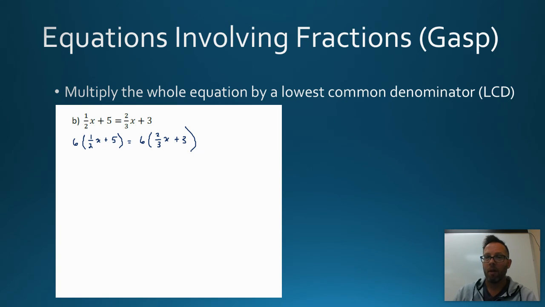All right, so I've multiplied both sides by 6. I did the same thing to both sides, so the equation is still balanced. But watch what happens. Let's use the distributive law, and we'll do 6 times 1/2. That's just like 1/2 of 6. That's 3x. No more fractions.